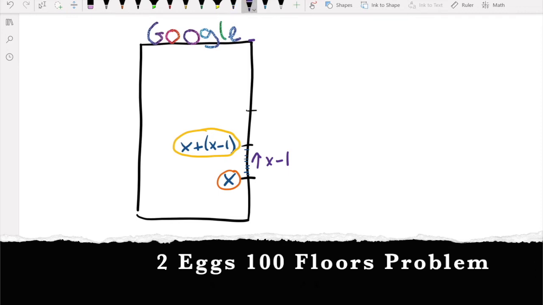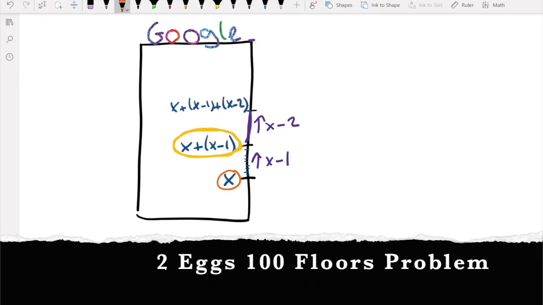And for the same reasoning, if you dropped it on your second drop here and it didn't break, again, you would have to go up by X minus 2. This distance here has to have 2 less floors in it, because you want to always have the same number of worst case scenario drops. So this is X plus X minus 1 plus X minus 2.